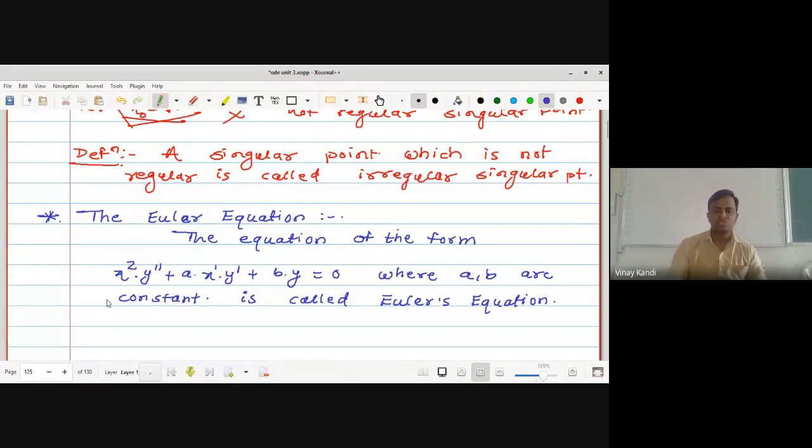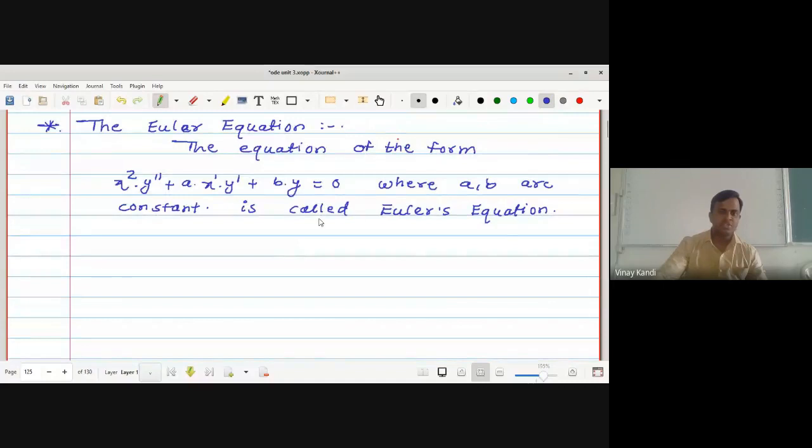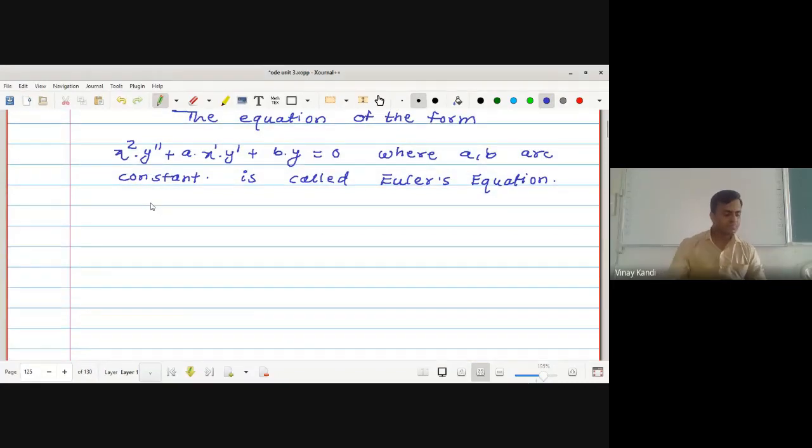Okay, the equation of the form x squared y double dash plus a x y dash plus b y equal to 0, where a and b are constants, is called Euler's equation. Now the theorem.